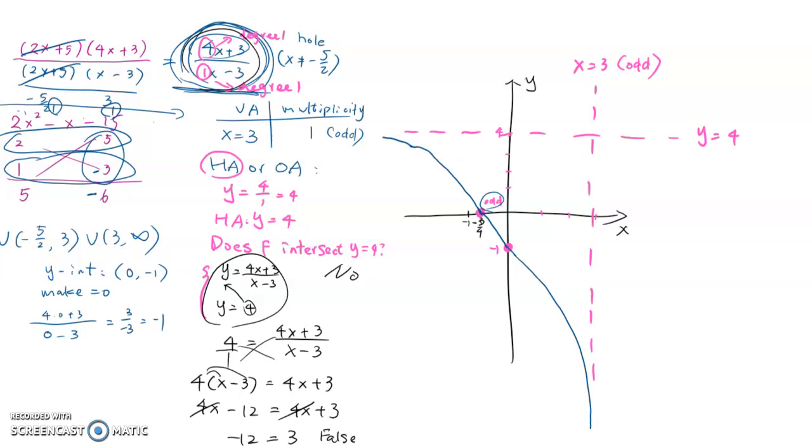Since the multiplicity for the vertical asymptote is odd, that means if one side is going down, the other side of the vertical asymptote will go up. So on the right side it will go up, because on the left side it went down. And since our graph won't pass y equals 4, we'll just get closer and closer to it above the horizontal asymptote y equals 4. So this will be our graph, like this.